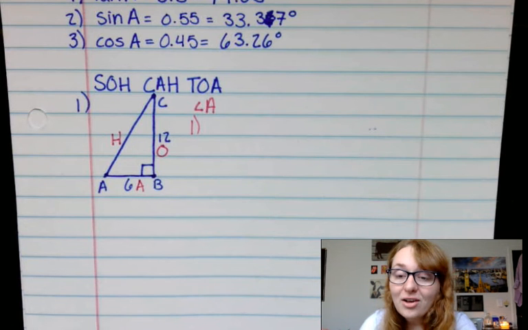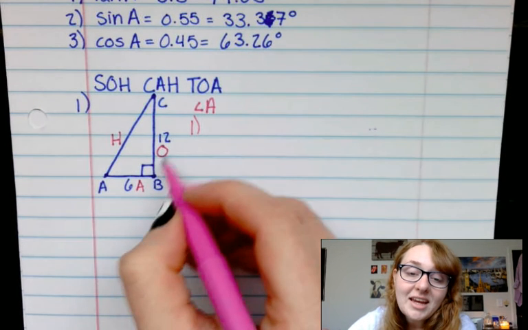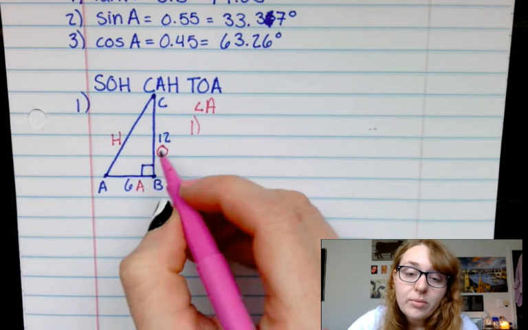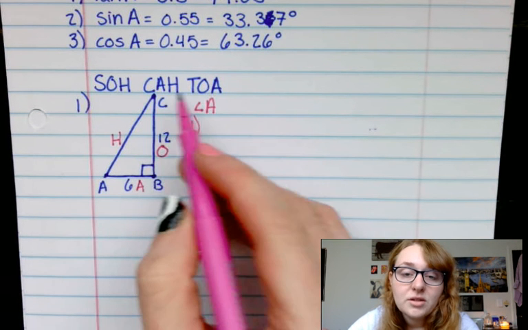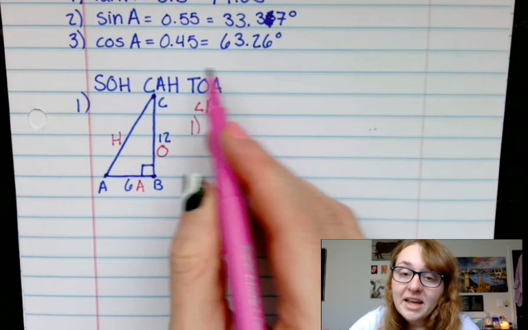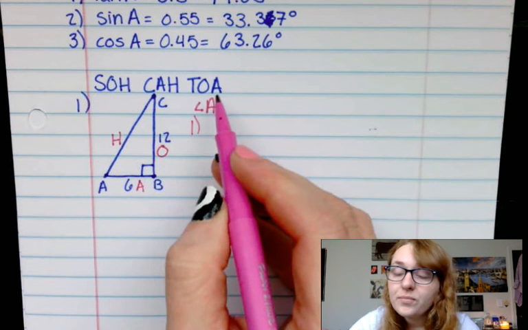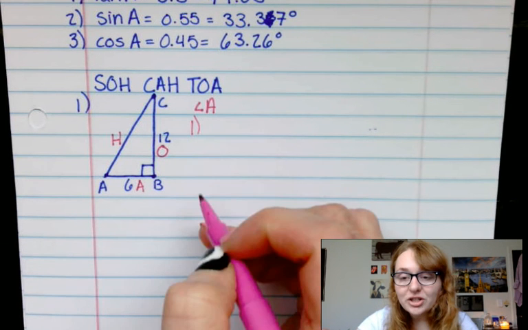All right, so from angle A, we know our opposite side and our adjacent side. So we want to find a trig function that has our O and our A in it. So both O and A are in our tangent function here in our TOA. So we are going to use tangent.